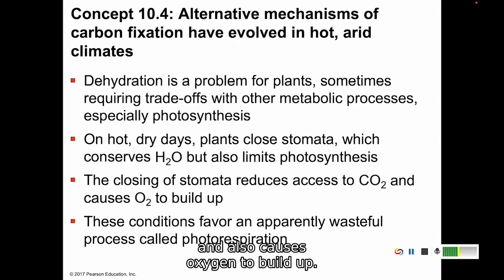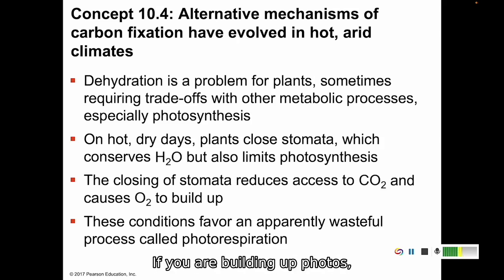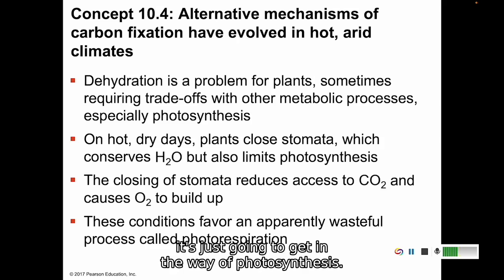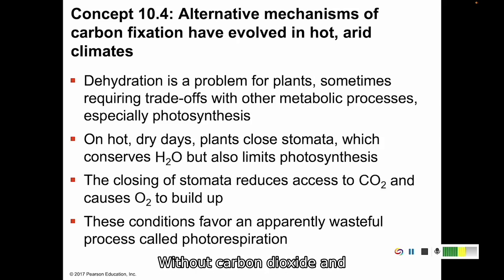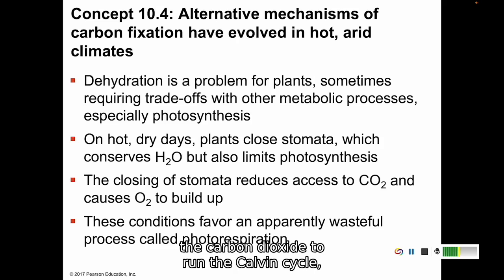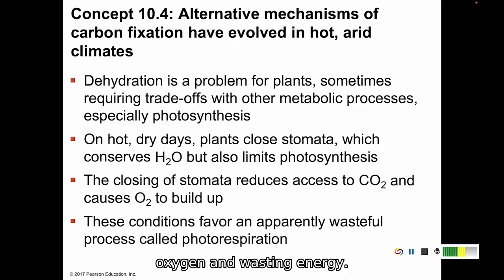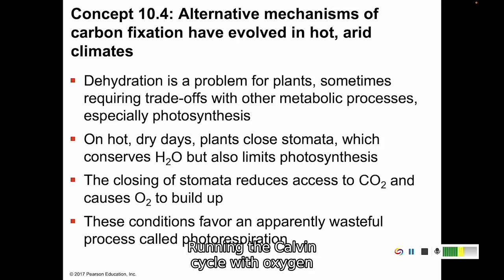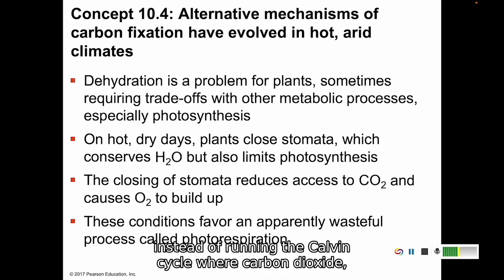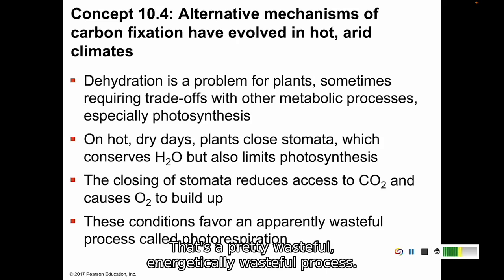It also causes oxygen to build up. Oxygen is a waste product here. It's not going to help make photosynthesis run. It needs to just get out of there. If you're building up oxygen, it's just going to get in the way of photosynthesis. And so without carbon dioxide and with too much oxygen, suddenly Rubisco doesn't have access to the carbon dioxide to run the Calvin cycle, but it's got oxygen all over the place, and sometimes it's going to end up grabbing oxygen and wasting energy running the Calvin cycle with oxygen instead of with carbon dioxide. That's a pretty energetically wasteful process.